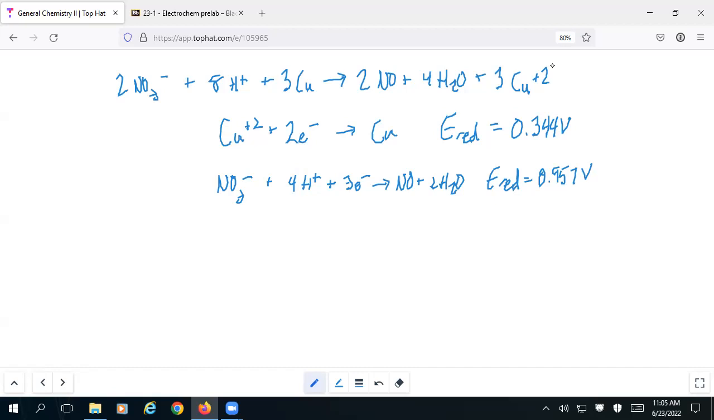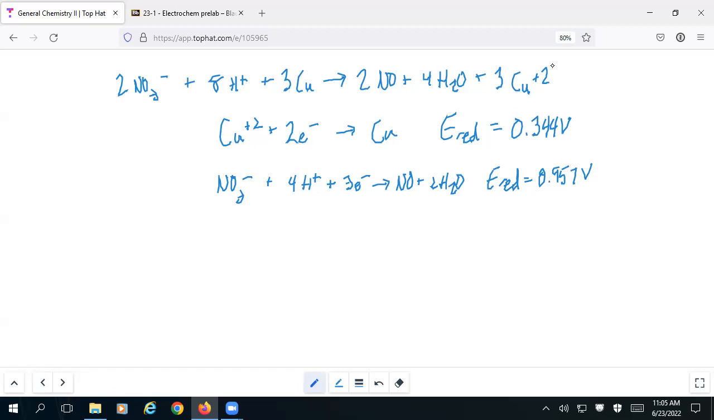We need to do the same kind of thing for the nitrate. We're looking for the conversion between nitrate and nitrogen monoxide. And we know that there's going to be hydrogen ion on the one side with the nitrate and water on the side with the nitrogen monoxide. And so if you do a little bit of digging on that nitrogen table, about midway into the table, you'll find this half reaction. And the reduction potential for it is 0.957 volts.